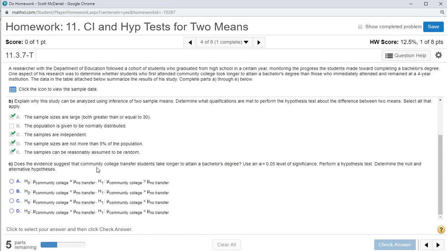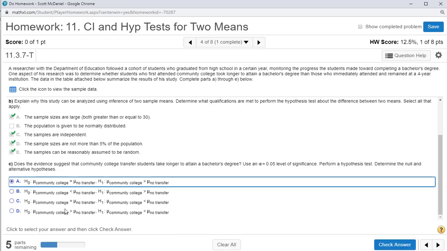Does evidence suggest that community college transfer students take longer to attain a bachelor's degree? So we're using a 0.05 level of significance, perform a hypothesis test, determine the null and alternative. Remember, the null is always equal, so we can eliminate B and D, which use the greater than and less than symbols. Here we're wanting to know, does the evidence suggest community college takes longer? So is community college greater than no transfer? A is the only one that meets that. C would be community college takes less than.